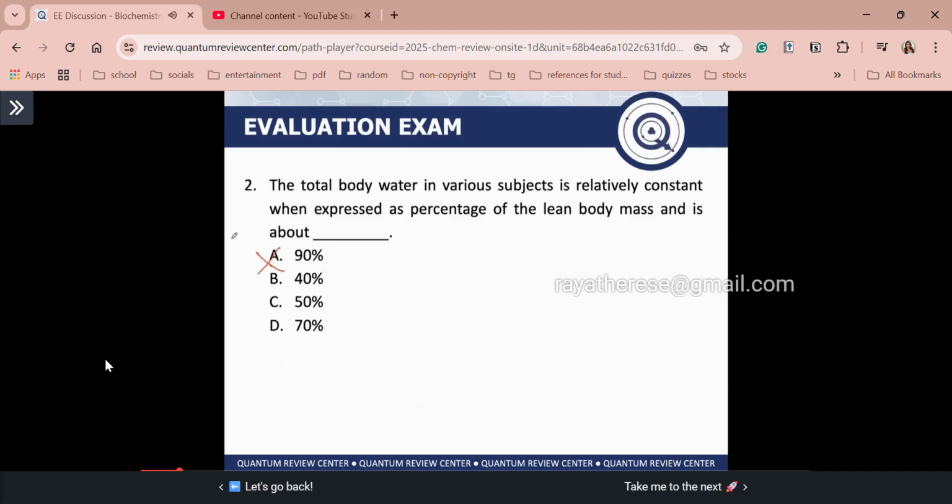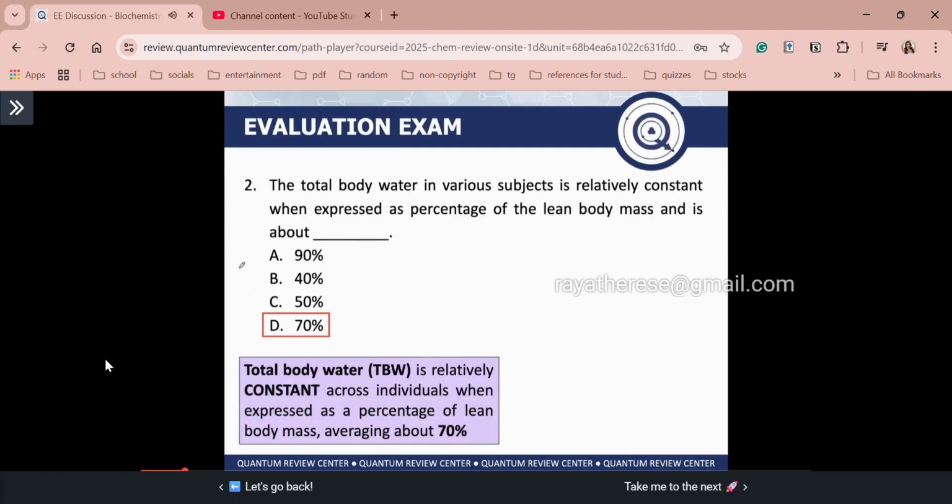Again, 90% is too high for our total body water percentage. Letter B, sir, 40%, that's too low, right? Yes, class, that's good. Of course, this is too low. So now it's between 50% and 70%. I think I briefly discussed that our biological systems, particularly humans, are composed of mostly water, so our answer must be 70%. Again, it is constant across individuals. Your TBW, or total body water, is relatively constant across individuals when expressed as a percentage of lean body mass, and it's about 70%.